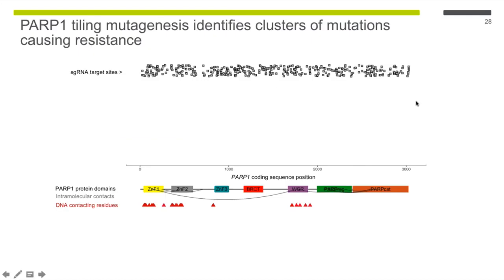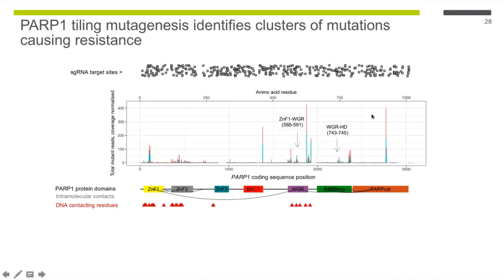So this is a diagram of the PARP1 gene again. You can see the domain structure here, and this is, again, the positions of our guides along this site. So the outcome of this sequencing experiment is basically we call the mutations and we map them onto the PARP1 sequence. And so what you can see is we see some interesting clusters of mutations occurring in this sequencing.